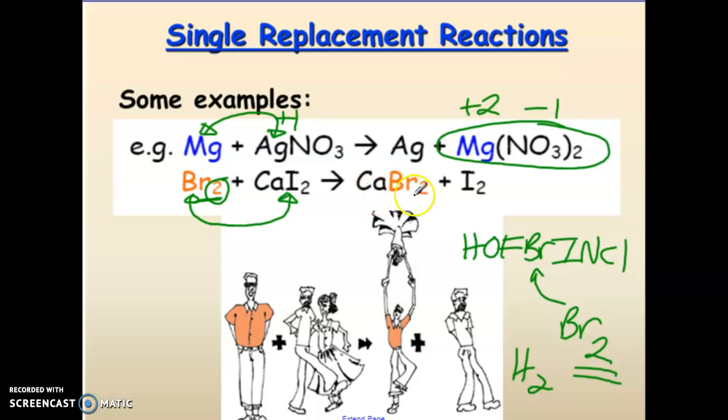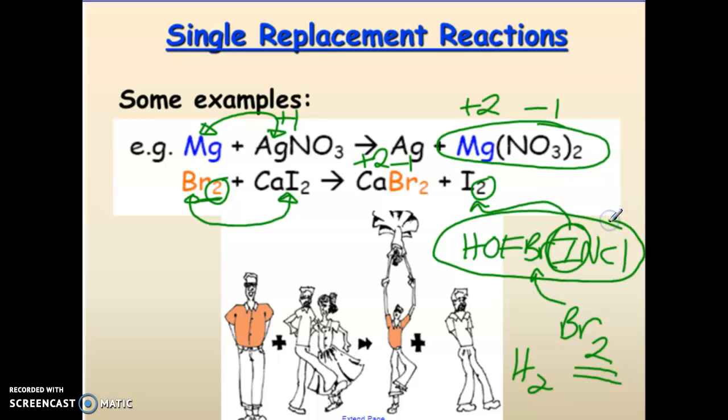So now I have calcium bromide. Remember, this is +2, -1. That's why that 2 is there. Plus iodine is by itself, which is also a Hofbrinkel element. So the 2 in the compound is there because of the crisscross rule. These 2's are here because they happen to be Hofbrinkel elements.